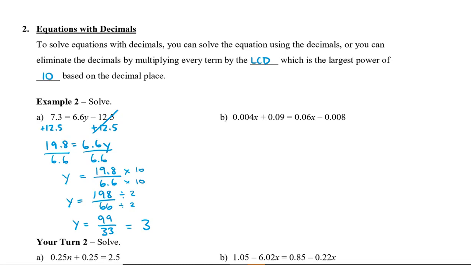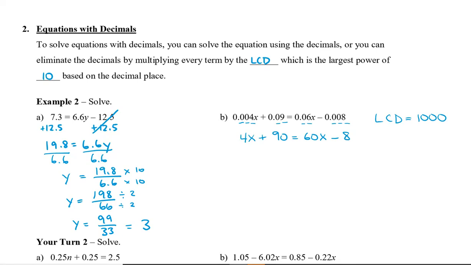In the second one here, what I'm going to do is I'm going to multiply every term by the LCD, or the power of 10, so that I get rid of all the decimals. Now I can see that this first term has 3 decimal places. This one has 2, 2, and 3. So the 1 to 3 decimal places means that the LCD is actually 1,000. So I'm going to multiply every term by 1,000. And when I do that, I'm going to get 4x plus 0.09 times 1,000 is 90 equals 60x, and then minus 8.